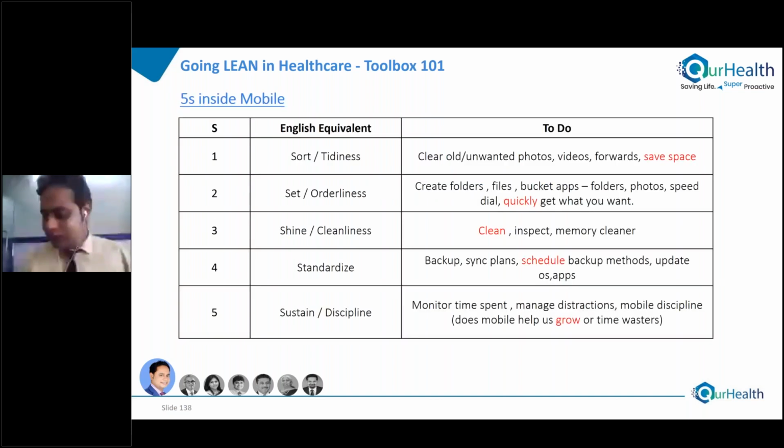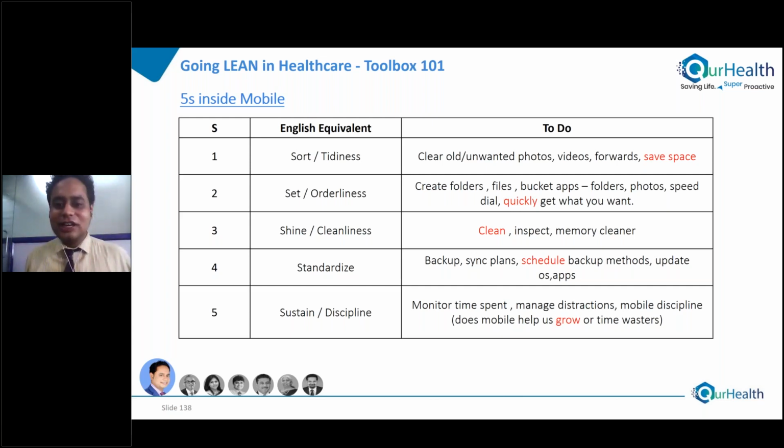So next is about how we can do 5S inside a mobile. Inside a mobile itself, first S is about sorting: how many unwanted files you have. Daily you get a lot of WhatsApp forwards, videos. How you can eliminate them. In the sense of a hospital, a lot of letters and mails are coming which might not be of any use to the hospital administrator or the quality manager. Sort it out. That is the first step in simple words.